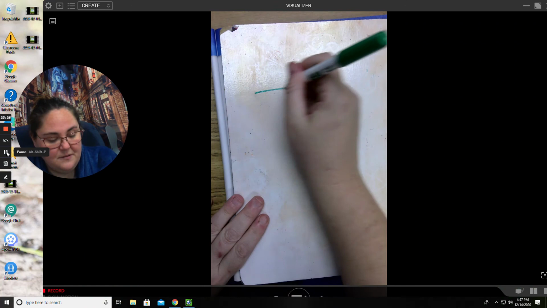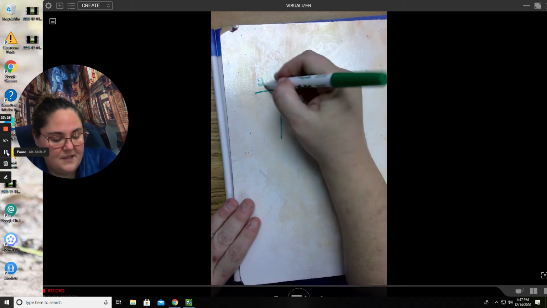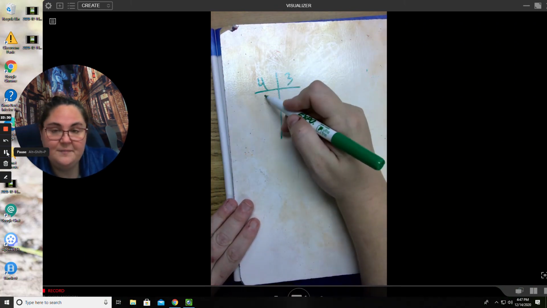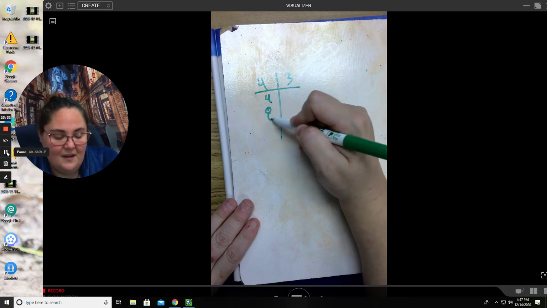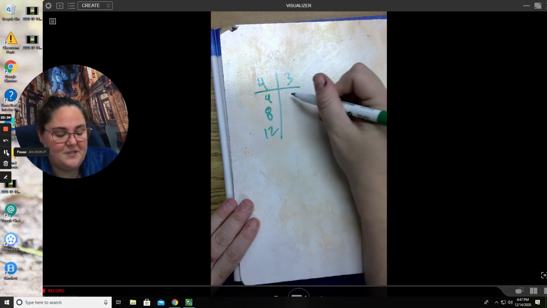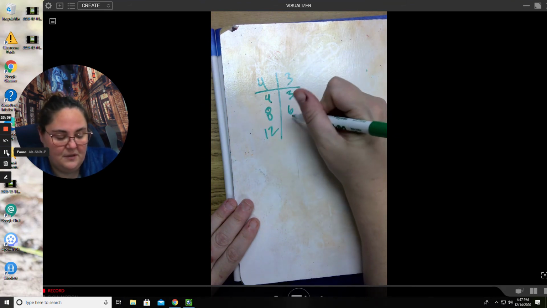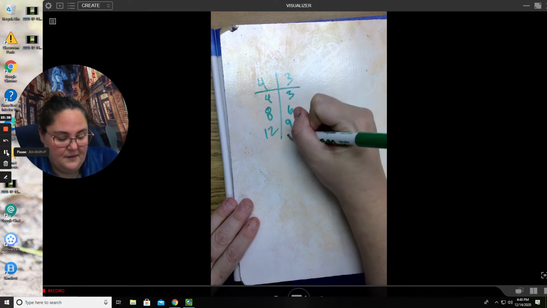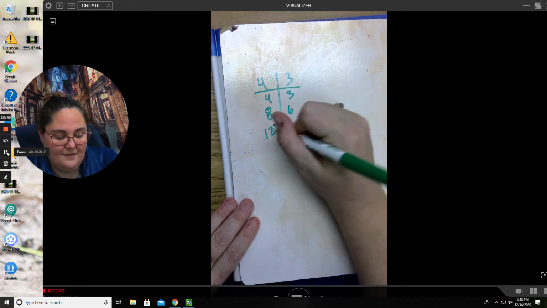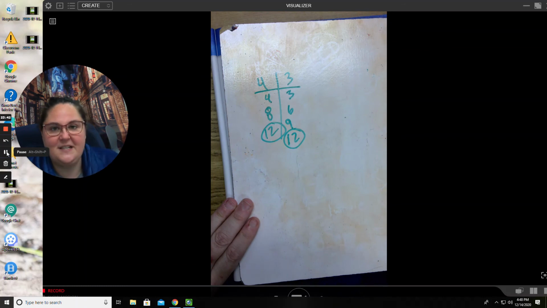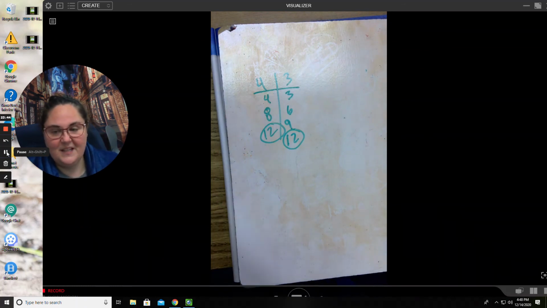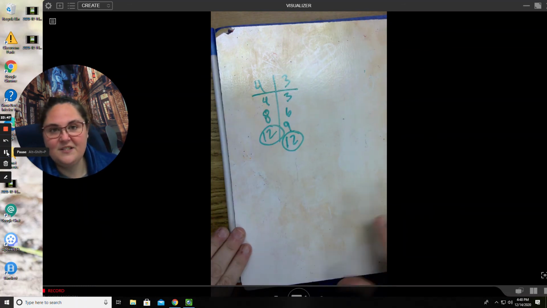I could look at the chart, or I make my T-chart here. Fourths and thirds. 4 times 1, 4 times 2, 4 times 3. 3 times 1, 3 times 2, 3 times 3, 3 times 4. That's how I found my common denominator. Okay, my common denominator is going to be 12.